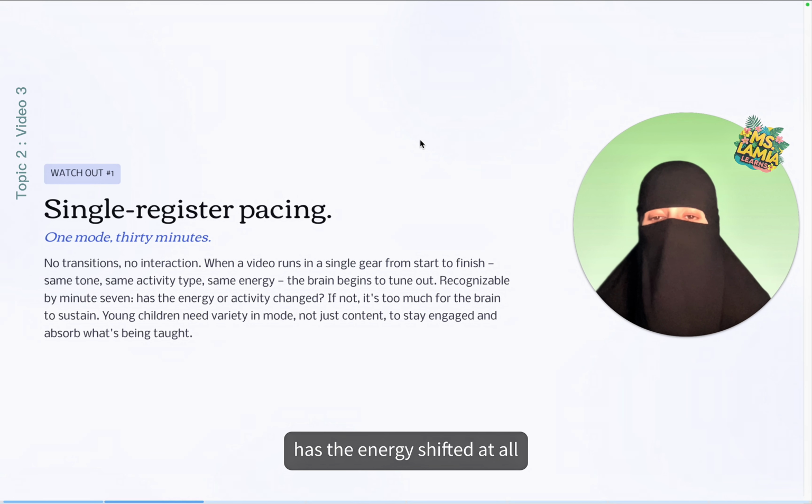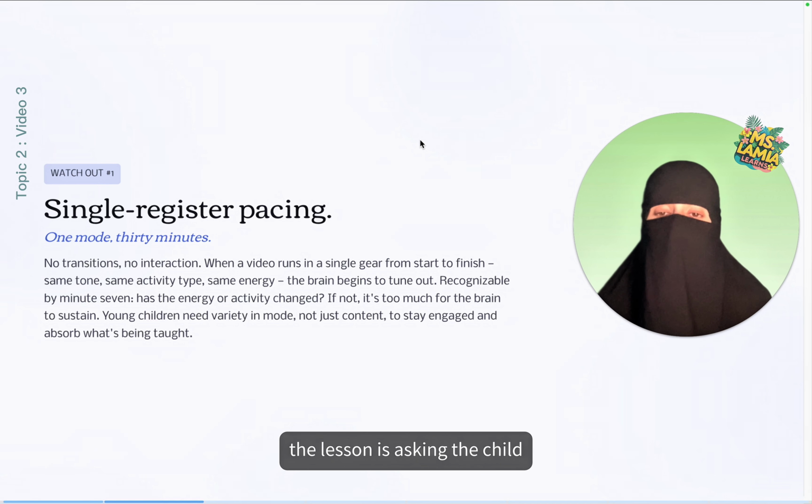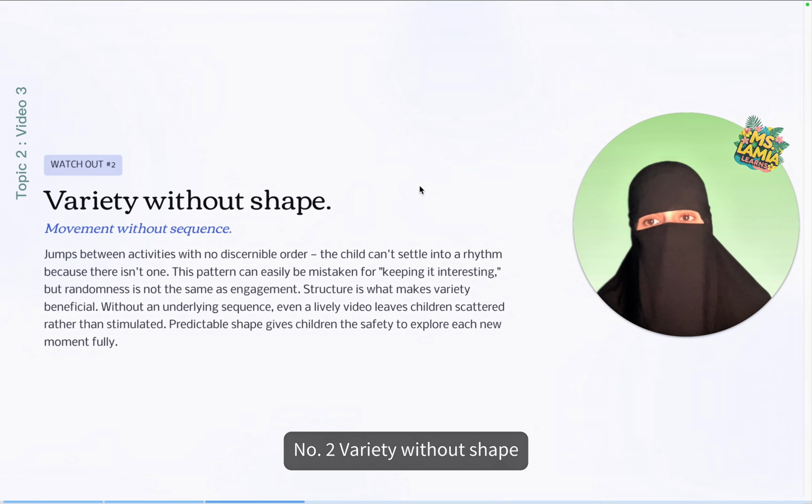Has the energy shifted at all? Has the activity changed? If no on both, the lesson is asking the child to sustain one register longer than their brain can. Number 2, variety without shape.